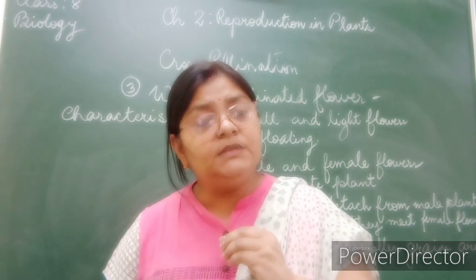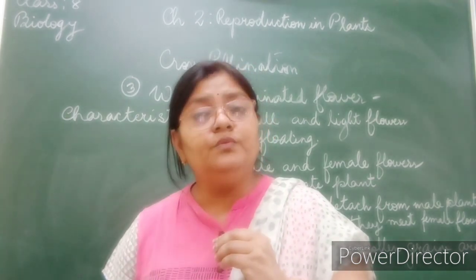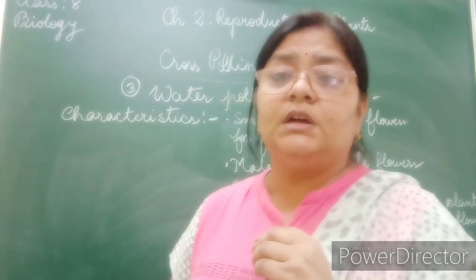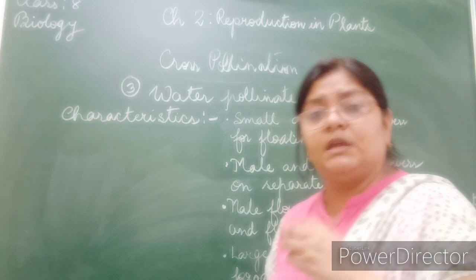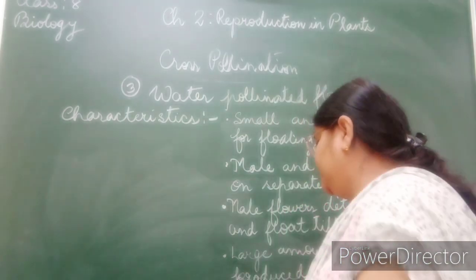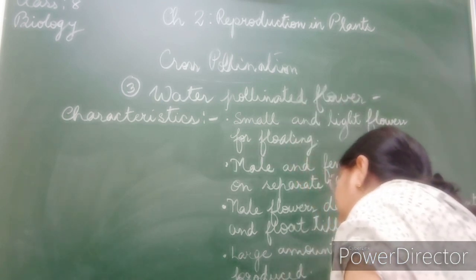Now, because in this process a lot of pollen grains may be wasted, a huge amount of pollen grains are produced in water pollinated plants. The best example is Vallisneria. So the example, Vallisneria.